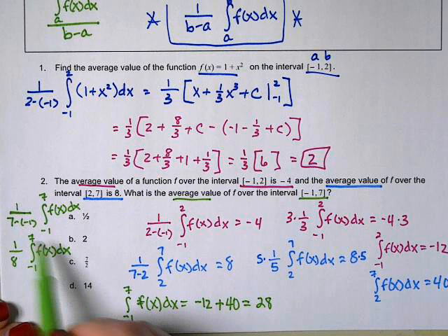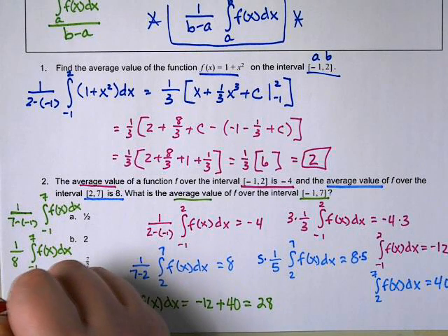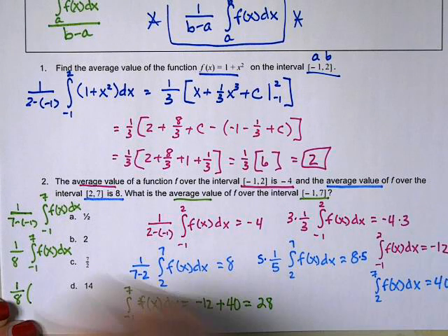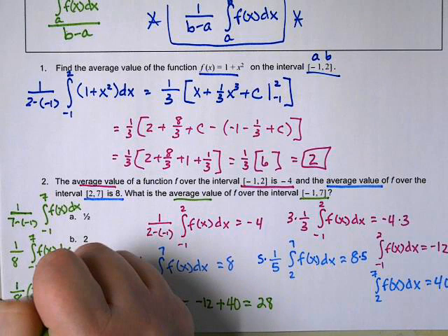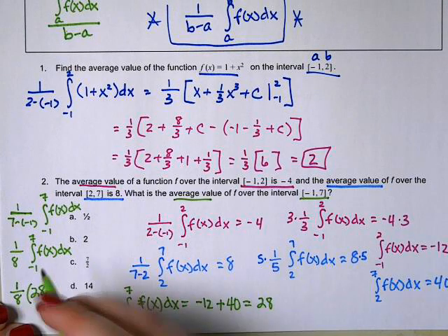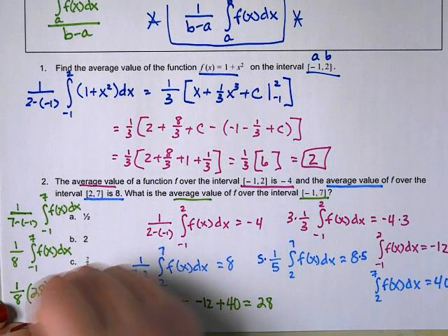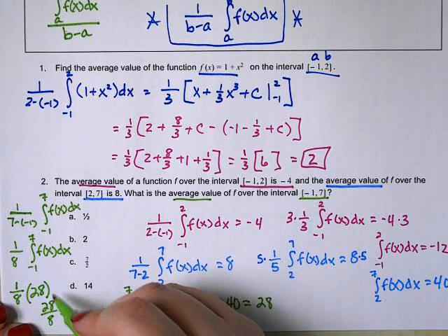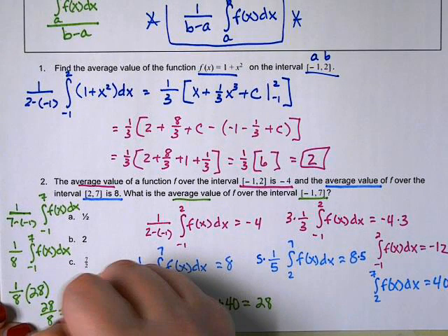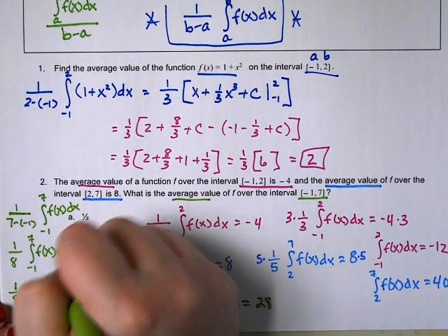So that means I can put that in here. My average value is 1/8 of that integral, so 1/8 of 28. And if we simplify that down, that becomes 28 over 8, right? Which then I can divide both of those by 4, and I get 7 over 2.